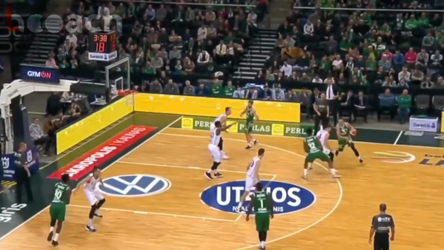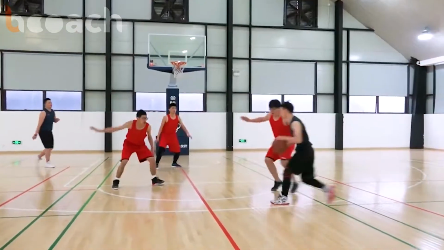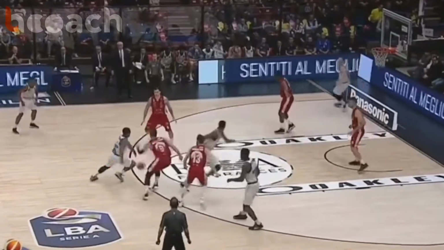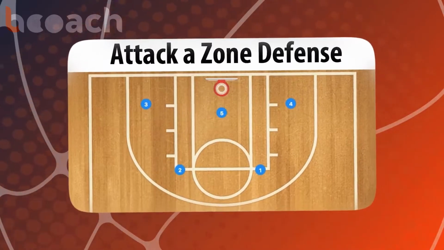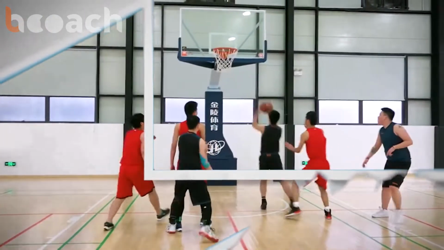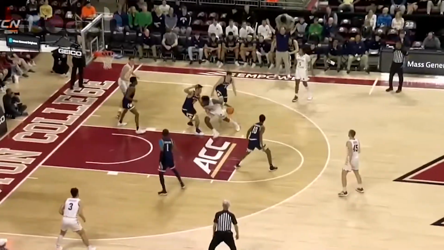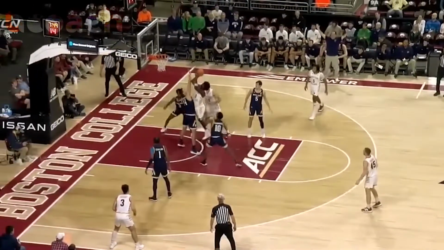This strategy aims to create a collective defensive unit that can effectively cover passing lanes, protect the paint, and force contested shots. One of the primary benefits of zone defense is its ability to protect against drives to the basket, making it particularly useful against teams that excel in attacking the rim.